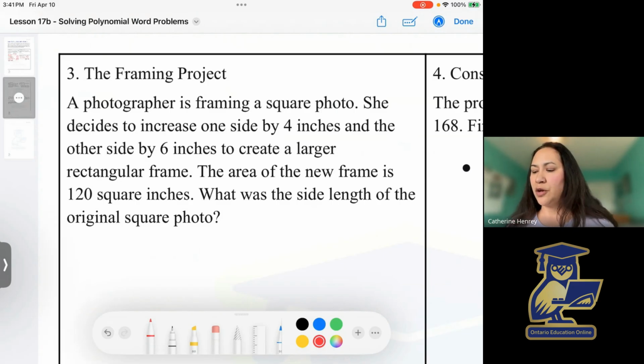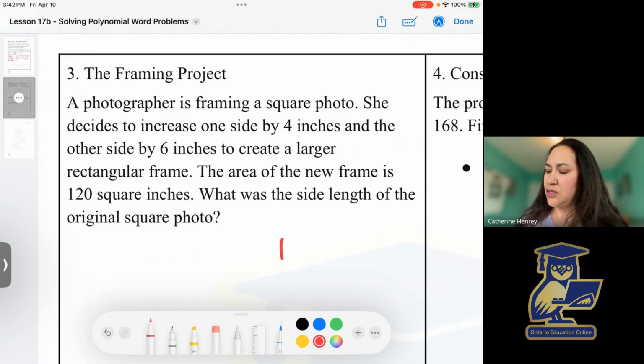Number 3 is the framing project. A photographer is framing a square photo, key piece of information. She decides to increase one side by 4 inches and the other side by 6 inches to create a larger rectangular frame. The area of the new frame is 120 square inches. So what's the side length of the original square photo? Here it's a good idea, again, to draw a picture.